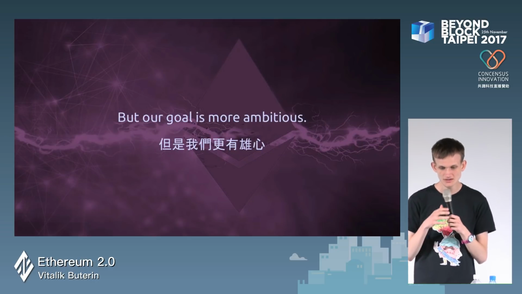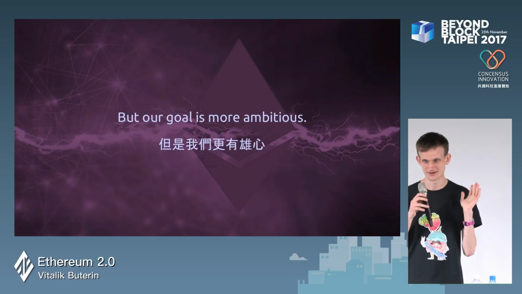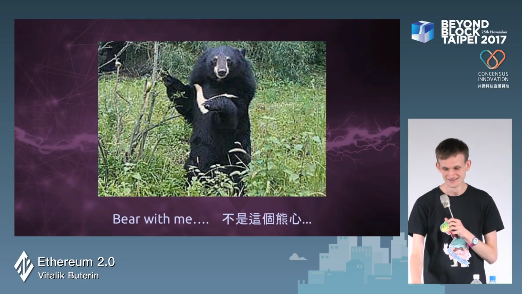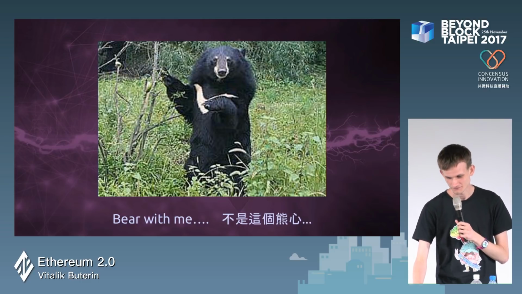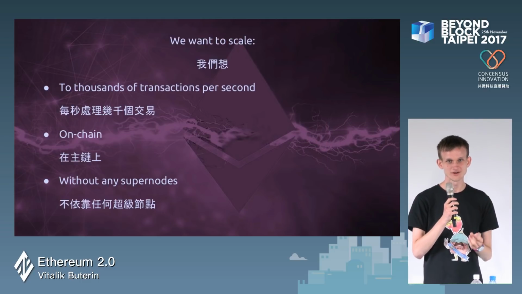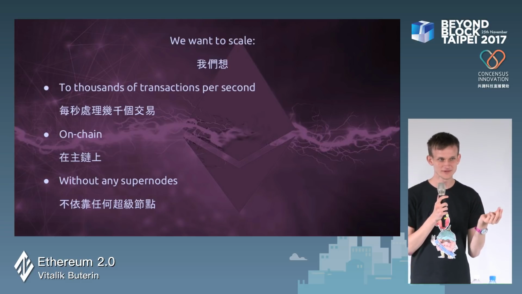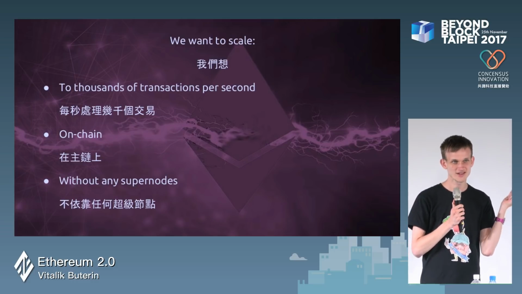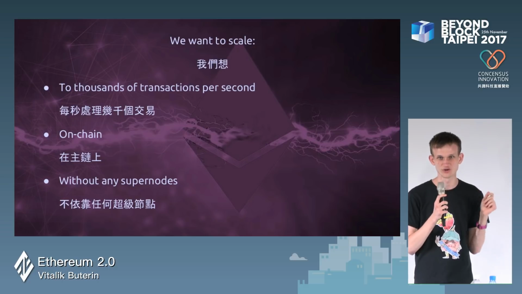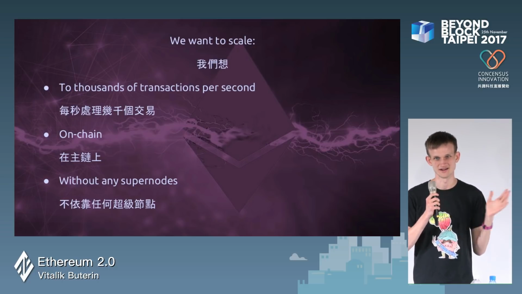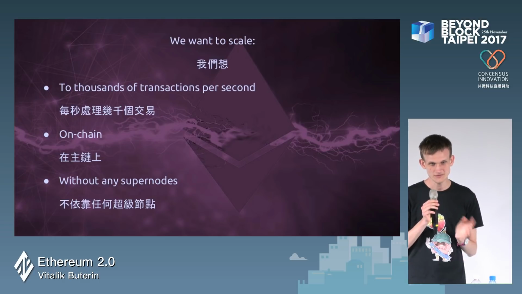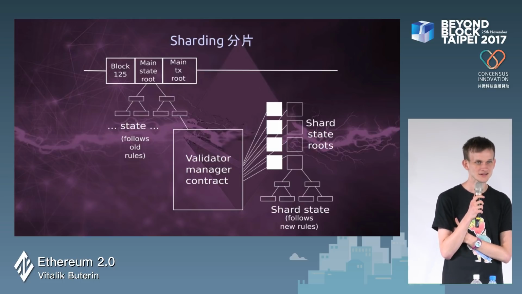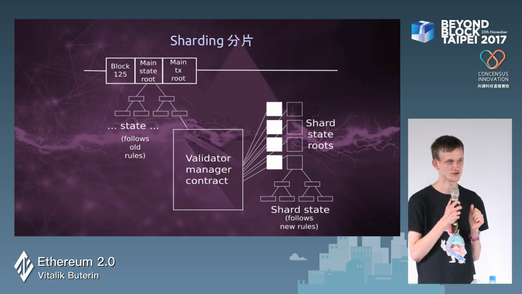So our goal is a bit more ambitious, right? Bear with me here, right? Yeah. So, we want to scale to thousands of transactions per second on chain without super nodes, master nodes, crazy server nodes, consortium chains, or any of that stuff, at least at the base layer. So can we do this? Well, I believe that we can. So the core model here is this concept of sharding.